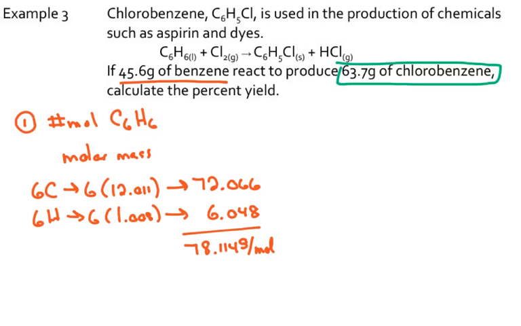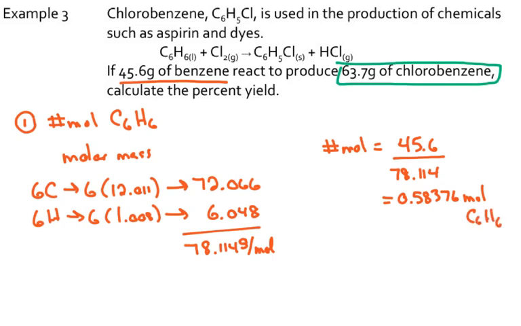Now that we have the molar mass, we can calculate the number of moles of benzene that we used. That is the mass, 45.6 grams, divided by the molar mass of 78.114 grams per mole, which works out to 0.58376 moles of benzene.